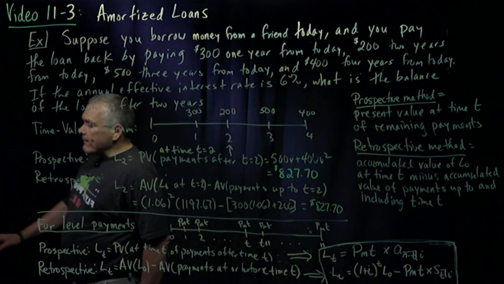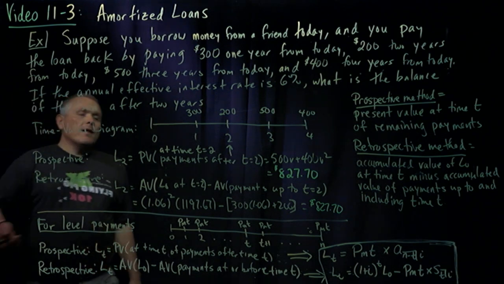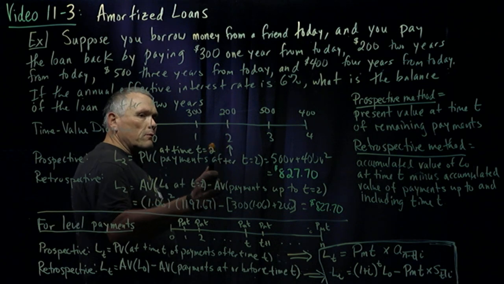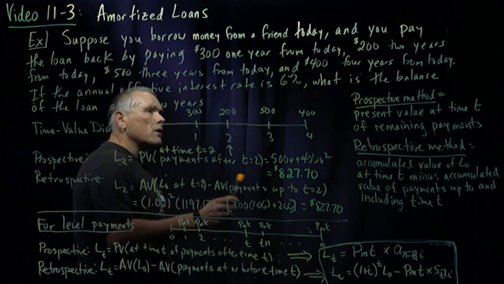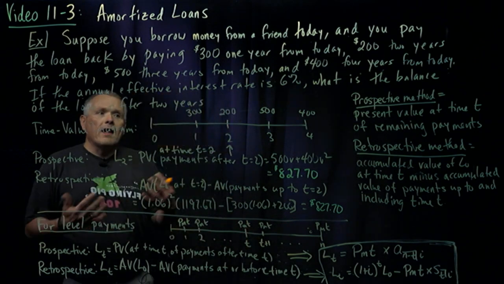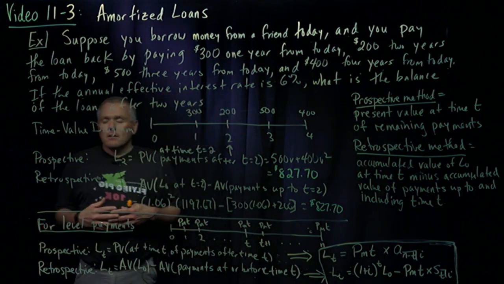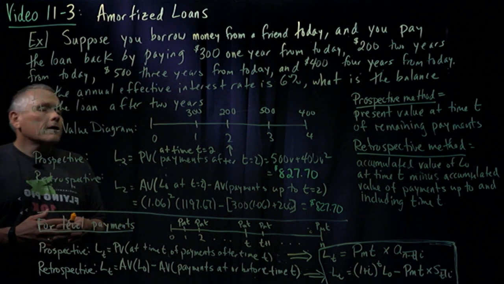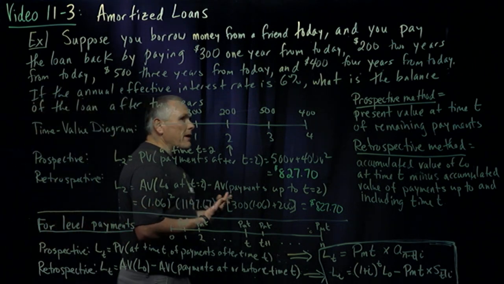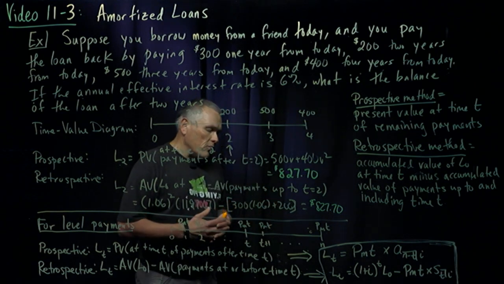So looking at our time value diagram again, we've got these payments that we've already made, the 300 and the 200. We've made those up until time 2. And then we've got these remaining payments of 500 and 400 that you haven't paid back to your friend yet. So if you want to figure out what you owe your friend today, what's the remaining loan balance, there's a couple of ways you can compute that.